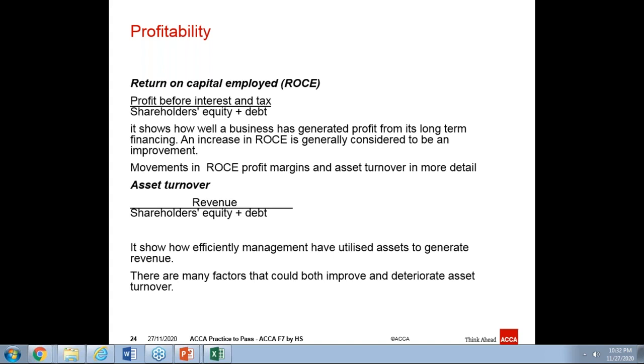Don't use the formula total assets minus current liabilities while calculating ROC or asset turnover. We will always have to include current liability, loan liability in capital employed.